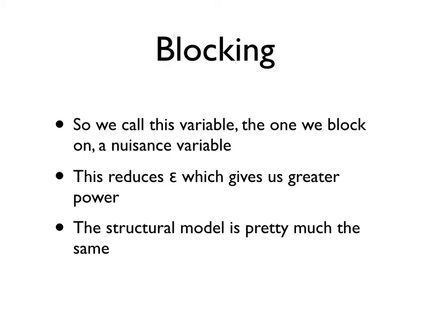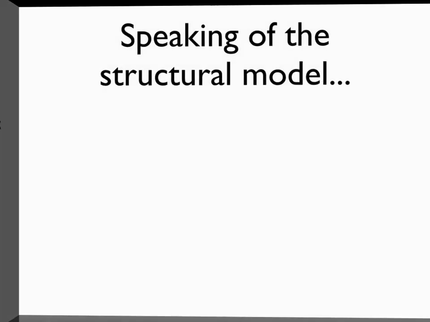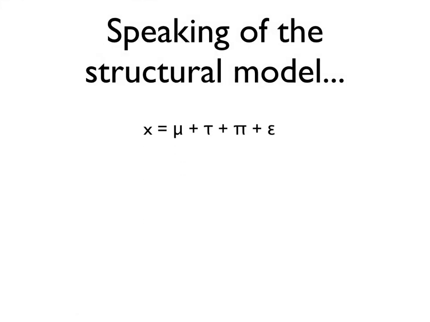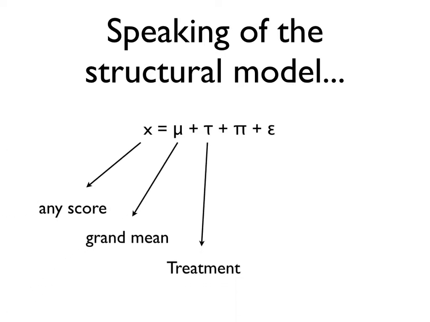The structural model is actually pretty much the same as the first one I showed you. It's funny because the repeated measures design is the special case of the randomized block. So a structural model looks like this. It's exactly the same as the one we started out with: any score equals the grand mean plus the treatment effect plus the block that you're in, the blocking variable, plus the residual. So this time we have blocks. We don't have block by treatment interactions.